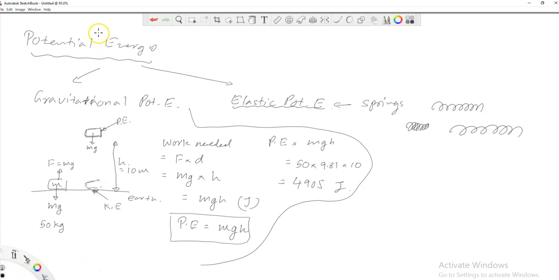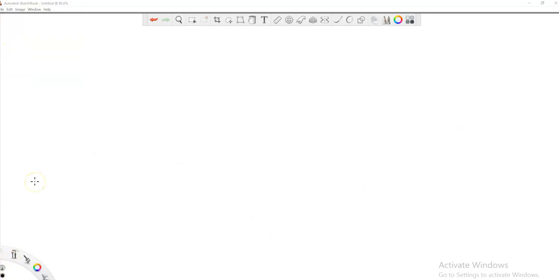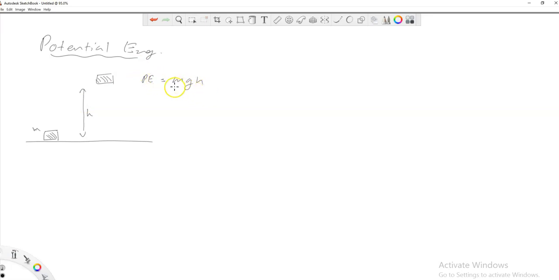Okay, so let me clear the screen one more time. Potential energy is due to height differences. So here's an object with mass m. You raise it and put it up here, maybe the top of a building. This object has potential energy. Now if the mass is m and the height from the surface is h, potential energy up here is mgh: mass times gravity times height.